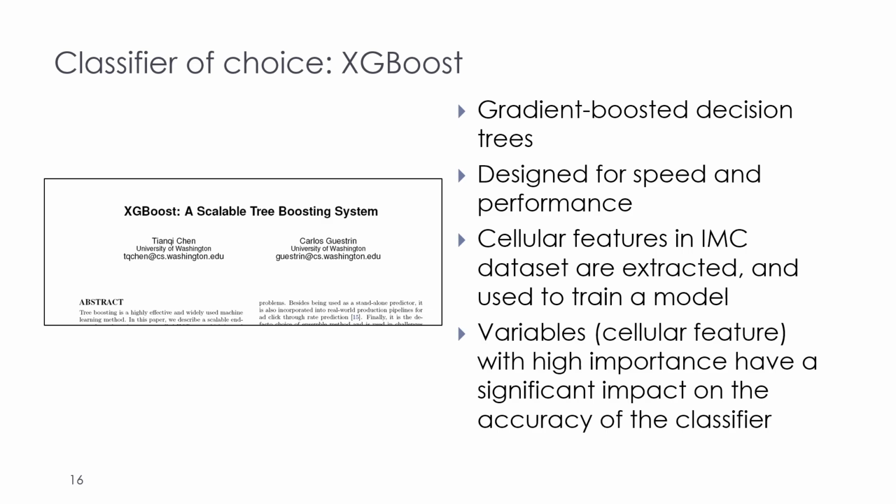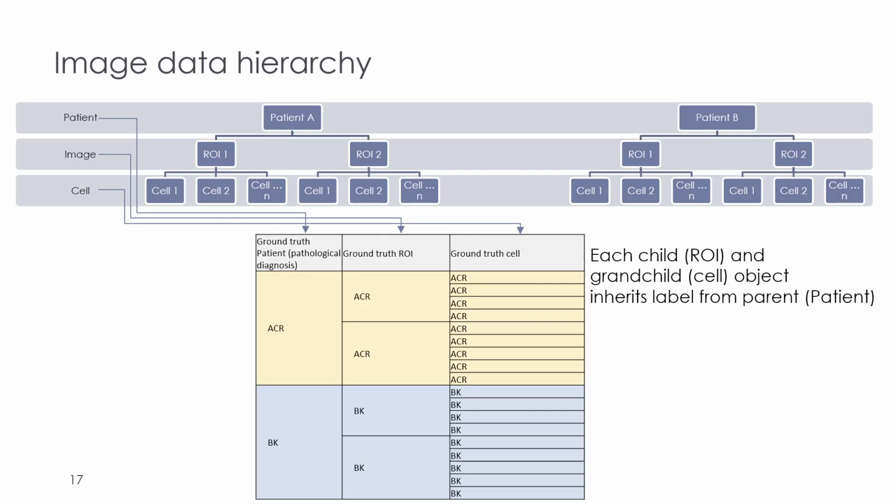Now, once the model has been trained, the variable importance of each feature, so in this case cellular features, can be obtained. Variables with a high importance are drivers of categorical prediction and can significantly impact the accuracy of the classifier. So, how do we go about training the classifier? Well, let's use a hypothetical demo of two patients with a BK and ACR diagnosis as an example.